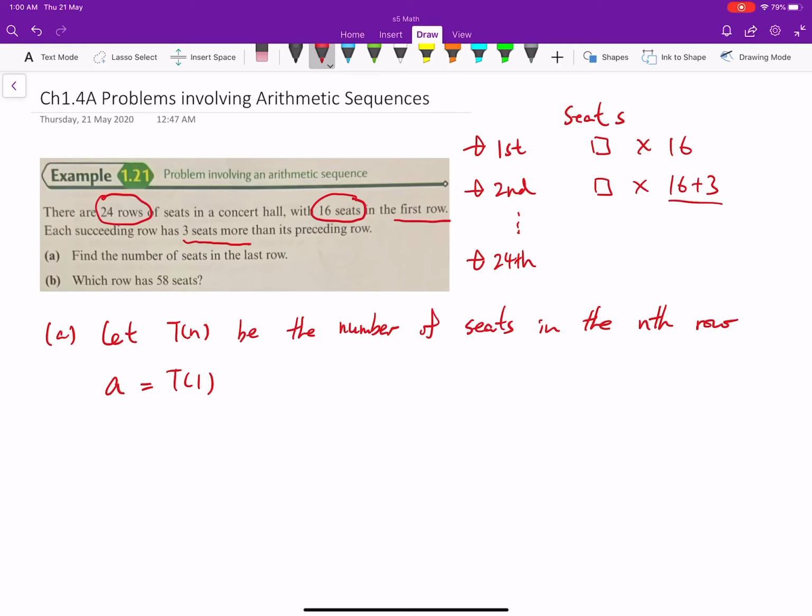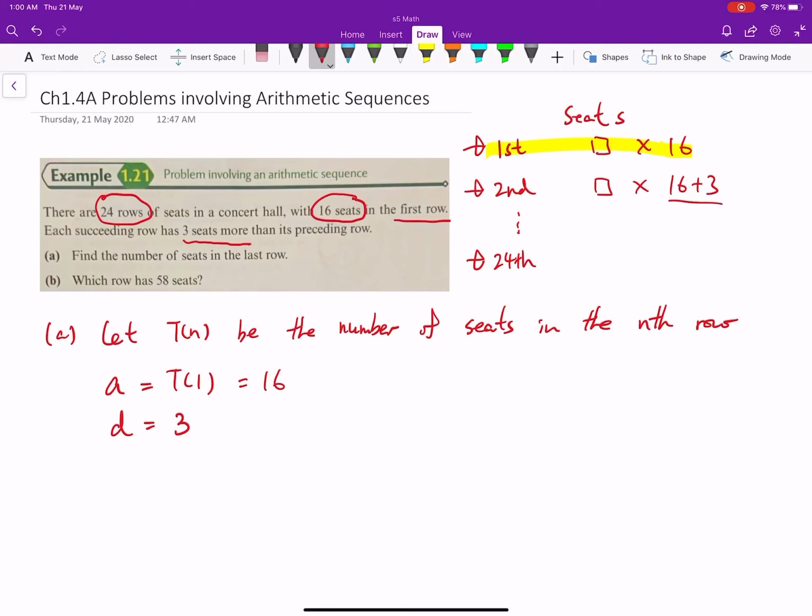So T1 then will be 16, right? So A is 16, T1. And what is D? D then, you can use the second term minus the first term, or you can just use the information given by the question, which is 3 seats more, right? So you will get D is 3 directly.